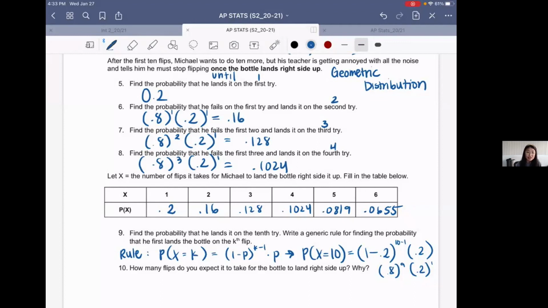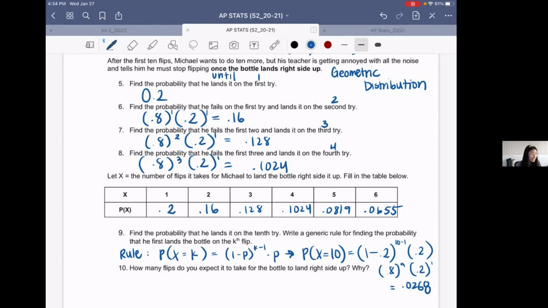Notice that on our fourth try, we decrease by 1 to get 3, and then the extra 1, which is our success, gives us a total of our fourth flip. Versus this one, where we failed 9 times and achieved success the very last time, giving us a total of 10 flips. So that should make a lot more sense. And my final value here should be 0.0268.